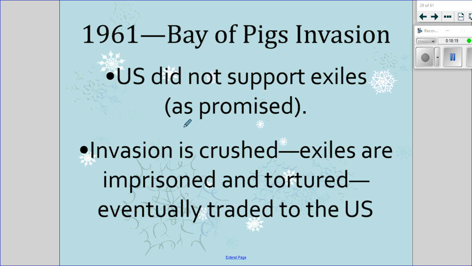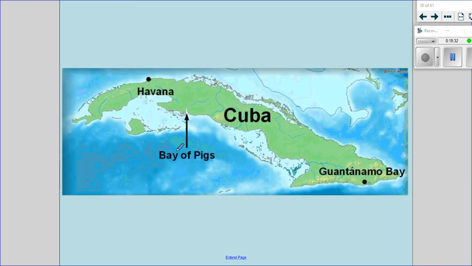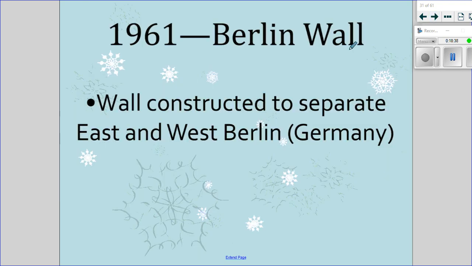So the U.S. did not support the exiles properly, namely in air support. They didn't provide them enough air support. The invasion was crushed. The exiles were imprisoned and tortured, and eventually they were traded to the U.S. All right, there's the Bay of Pigs right there where the invasion took place on Cuba. All right, the Berlin Wall goes up in 1961.